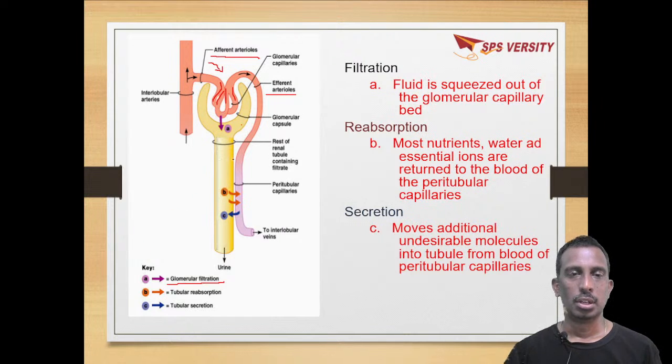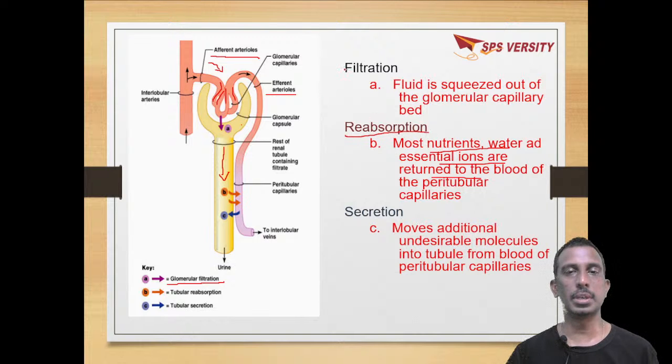And whatever filtrate passes through this renal tubule, from this filtrate the nutrients, water and essential ions are again reabsorbed. That is called reabsorption. The first step is filtration. The second step is reabsorption, which takes place in the tubular region. Next is secretion, where, when the filtrate is moving through the tubular part, undesirable molecules like urea are sent into it from the blood.